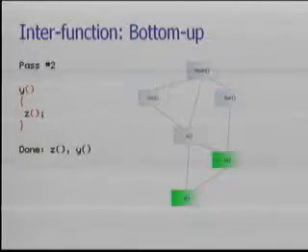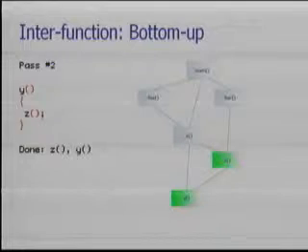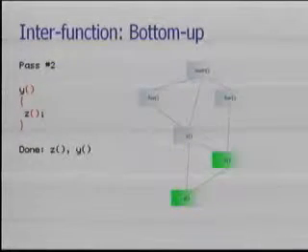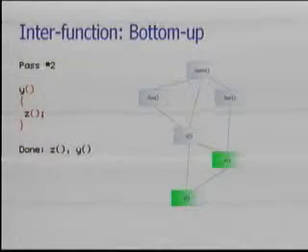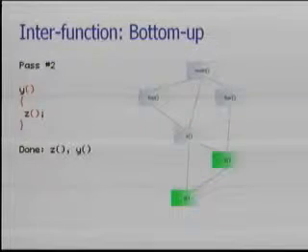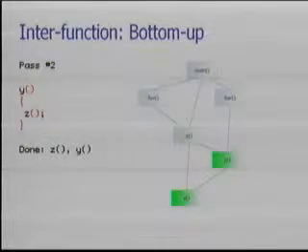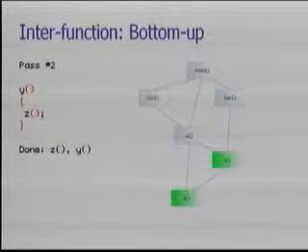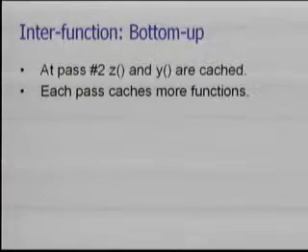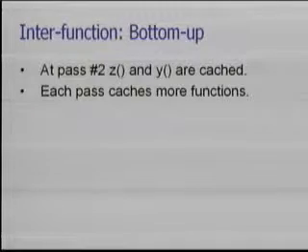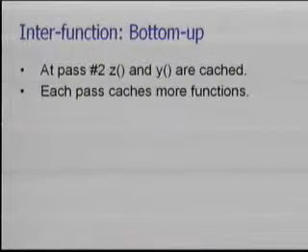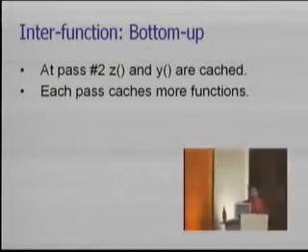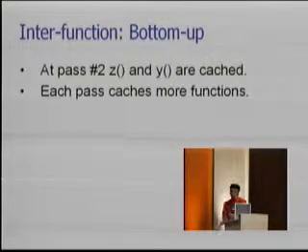Once we move into looking at the y function, since we know what z is and it's cached, we have all that information already. We can pass that up, and now we can create an expression for y. So now we've solved two functions within this program. So at pass 2, we have z and y cached. Every time you do the sweep or this pass, you're going to get more and more functions.